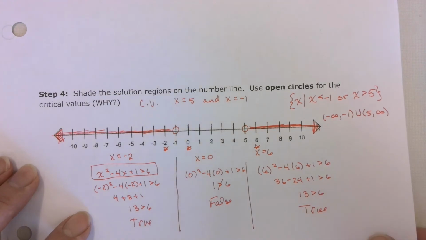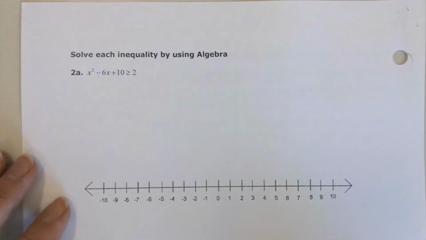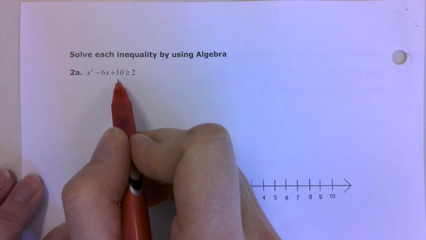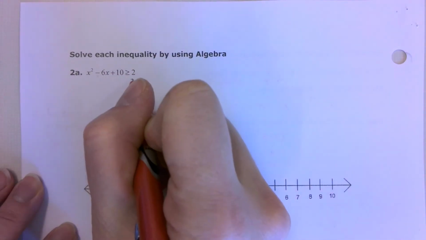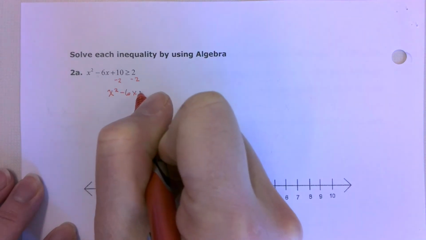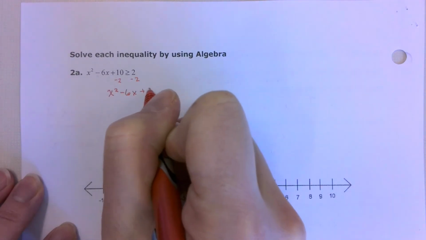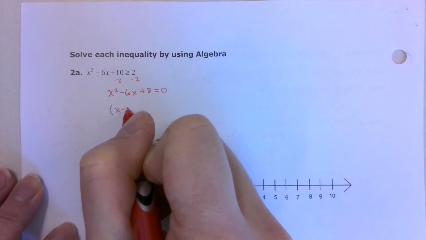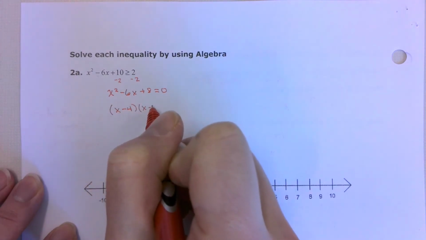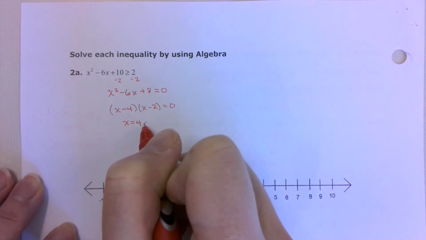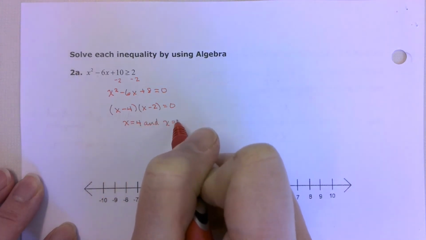All right, let's finish one more example before we finish up. And so if I look at this one, it is the same idea. First thing I want to do is I want to set it equal to 0 and find my critical values. So I'm going to subtract my 2, and I get x squared minus 6x, and then this was subtracting 2, so plus 8, and it's going to equal 0. We're going to factor that. x minus 4, x minus 2 equals 0. And the critical values are x equals positive 4 and x equals 2.